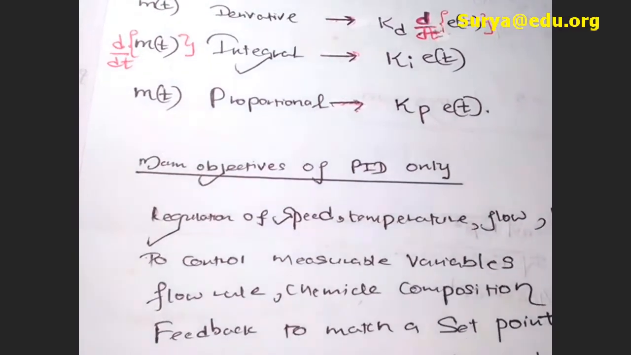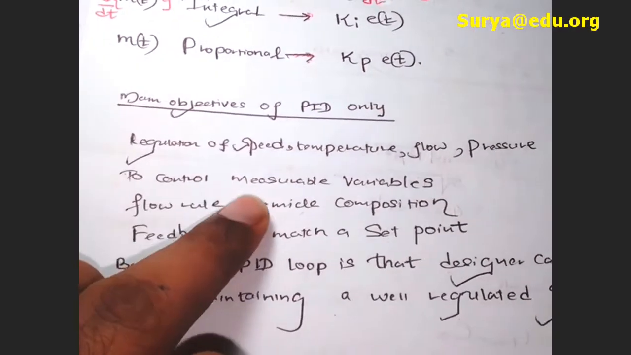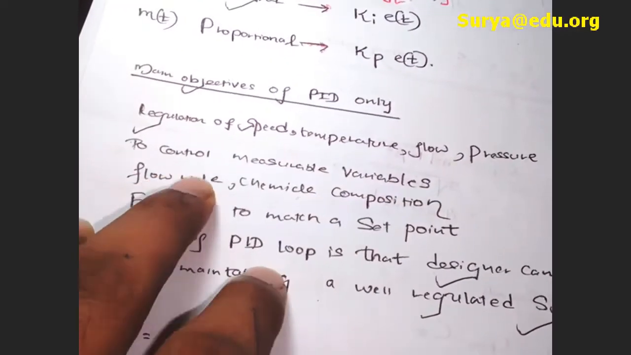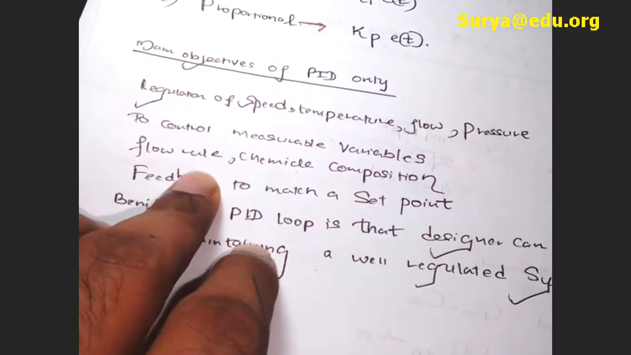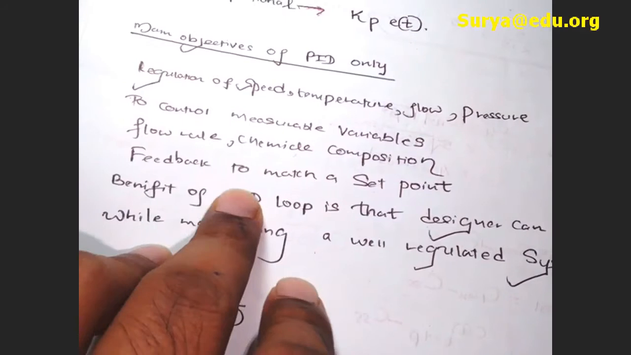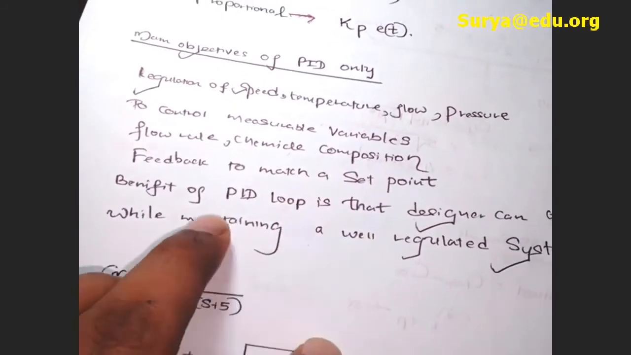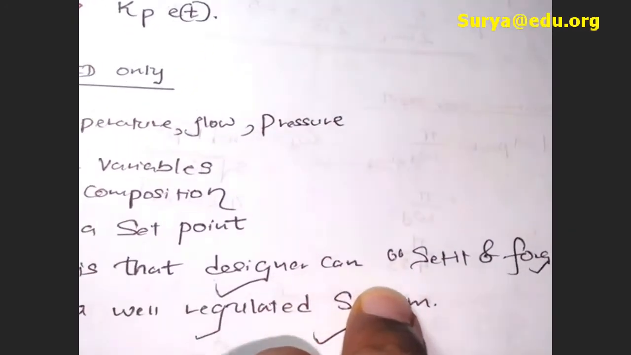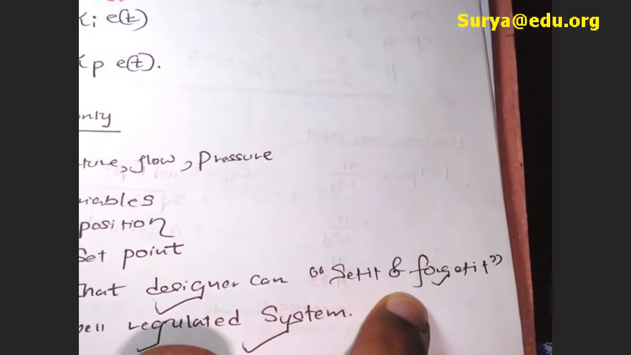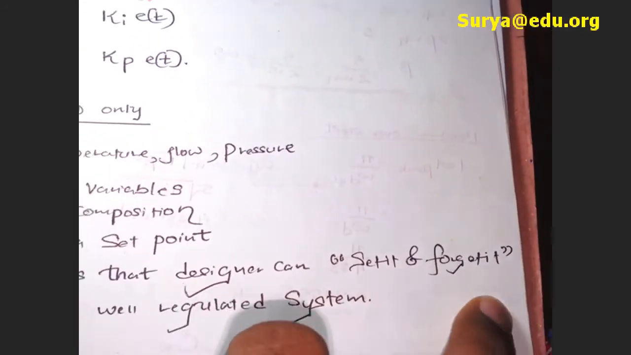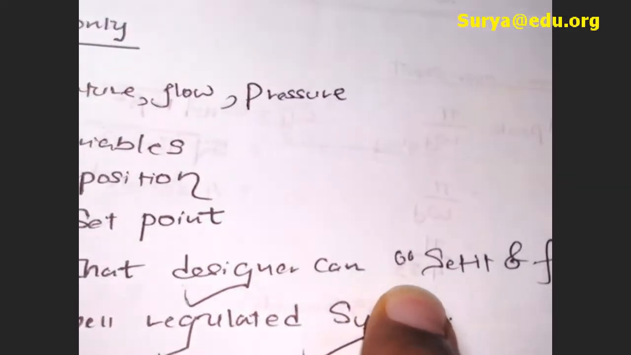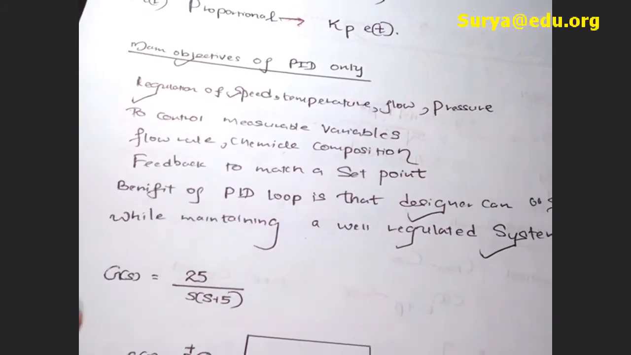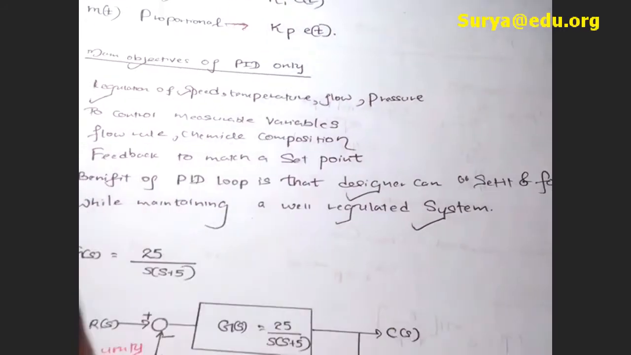And then the main objectives of PID: regulation of speed, temperature, flow, pressure, to control measurable variables like flow rate and chemical composition, using feedback to match a set point. The benefit of a PID loop is that the designer can set it and forget it. What is this? Set it and forget it, while maintaining a well-regulated system.